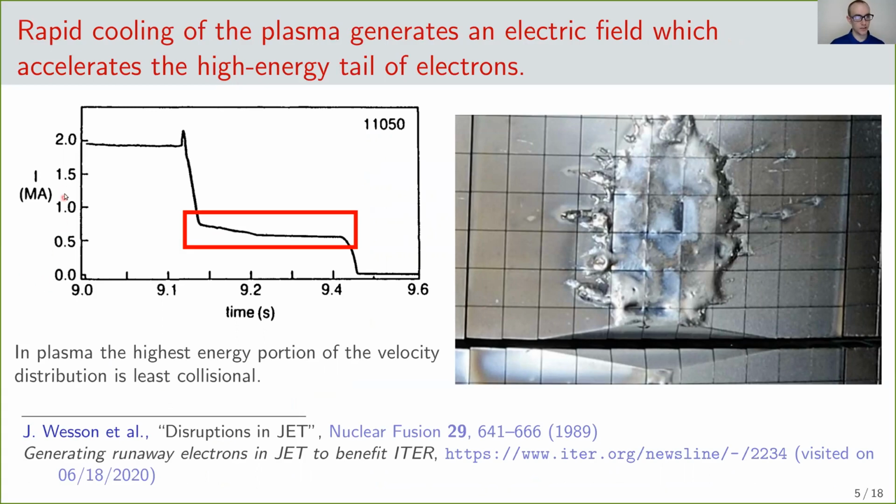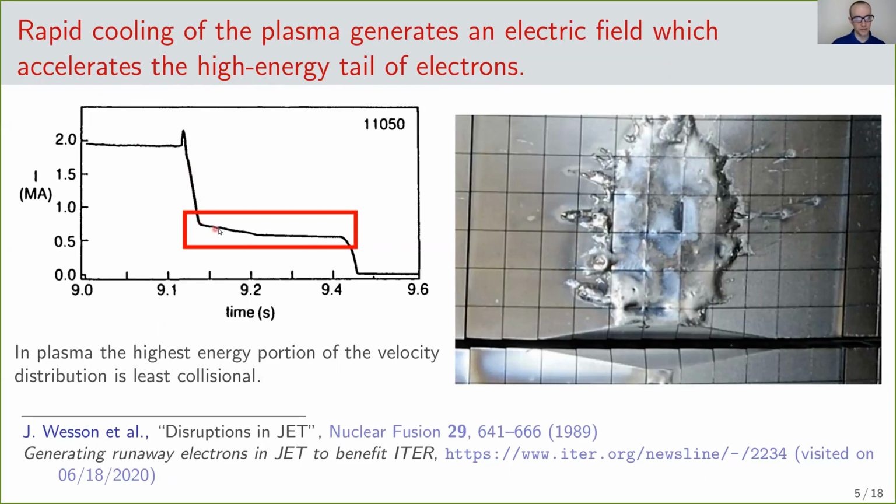To illustrate this, here we have a graph of a disruption from JET showing the current in the plasma, where at this point there's a disruption and the plasma starts to cool, which increases collisions, which increases resistivity, so the current starts to go down. But since plasmas have lower collisionality at higher velocity, the tail of the distribution doesn't slow down as much and can be accelerated by the electric field more easily.